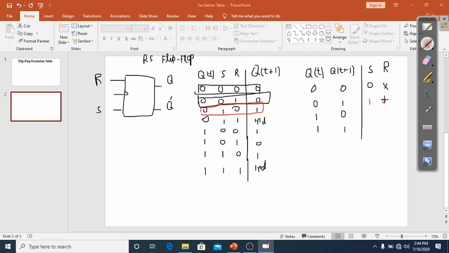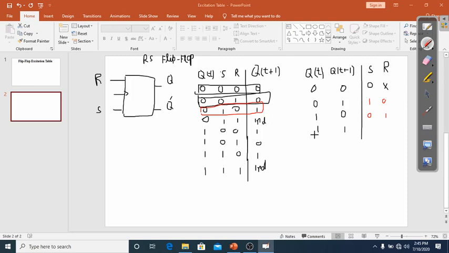And next you will see when the present state is equal to 1 and next state is equal to 0. So in this case you can see that, see here, the present state is equal to 1 and next state is equal to 0. There is only one possibility here. In this case, set is equal to 0 and reset is equal to 1.